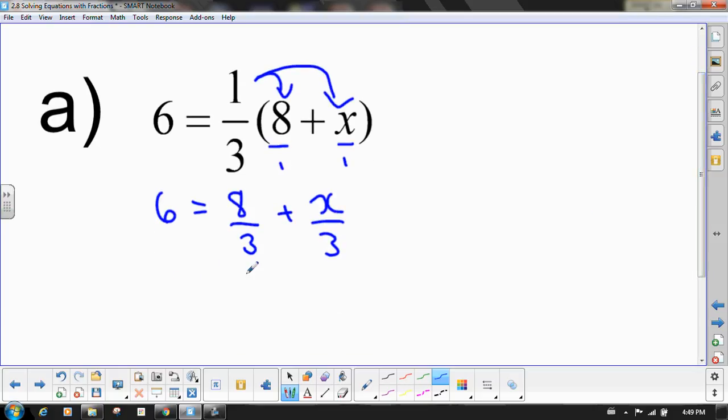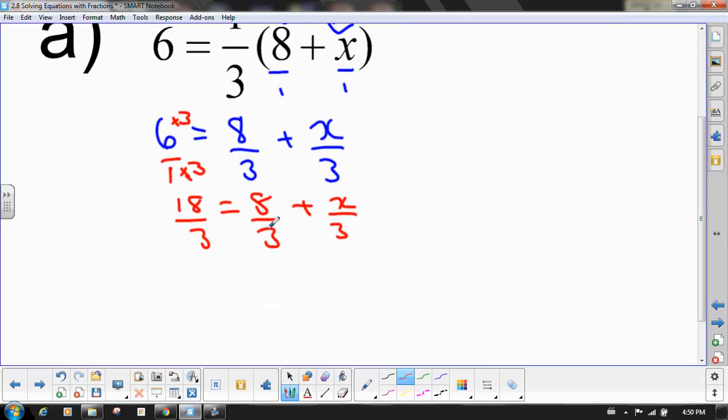Now our life would be very, very easy if this 6 had a 3 over here. So if you think about it, I can make it have a 3. I'm going to multiply the numerator and the denominator by 3. So I'm going to get 18 over 3 equals 8 over 3 plus x over 3.